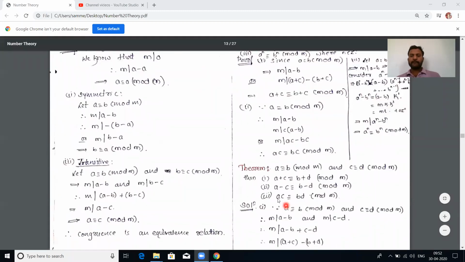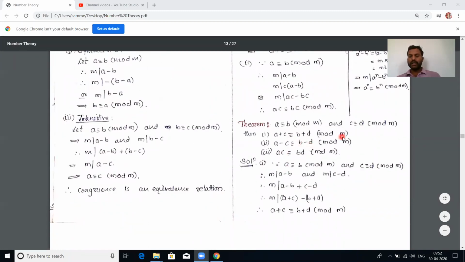The next theorem: a is congruent to b mod m and c is congruent to d mod m, then a plus c is congruent to b plus d mod m, a minus c is congruent to b minus d mod m, and a into c is congruent to b into d mod m. What this property indicates is that if these are two equations, the modulo m should be the same on both. If a is congruent to b mod m and c is congruent to d mod m, then you can add the corresponding left side terms to the corresponding right side terms, or subtract or multiply, and the congruence remains as it is.